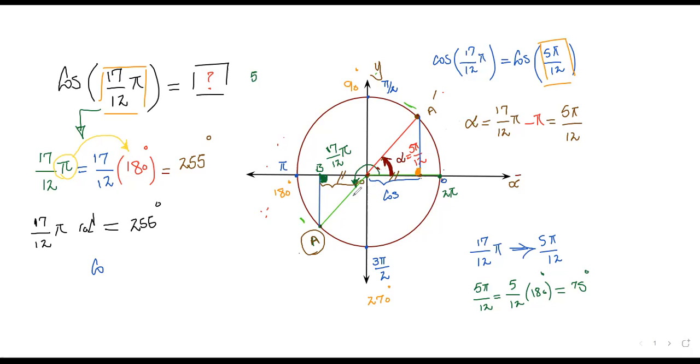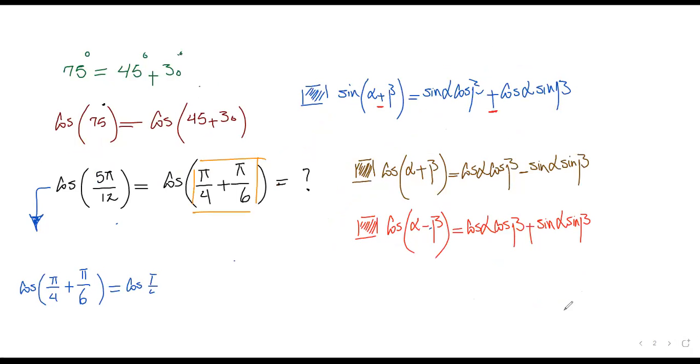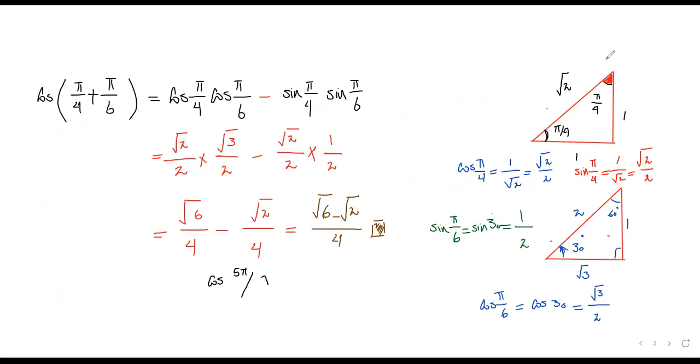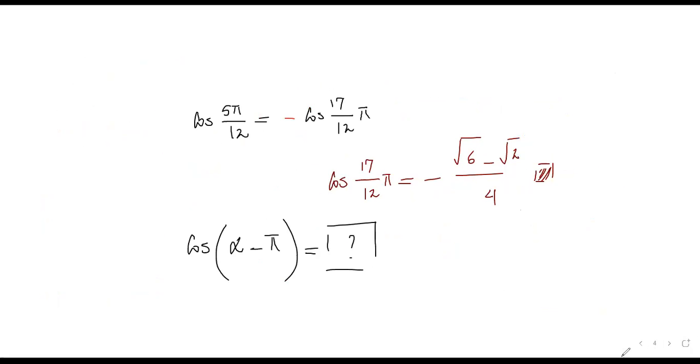But the cosines are going to have different numbers. Then we notice that 5 pi over 12 is decomposed into pi over 4 plus pi over 6. I use these identities for the cosine of some of the angles to find the cosine for this. And I use the special triangles to find the numerical values of these popular angles, which are pi over 4 and pi over 6. And I just did algebraic explanations to reduce it.